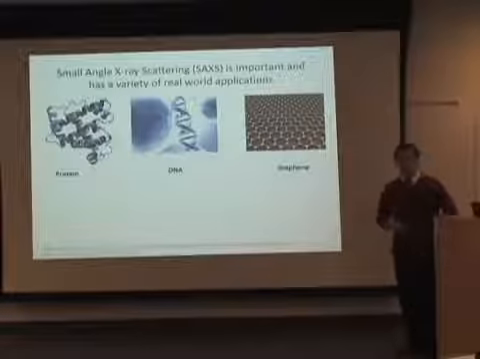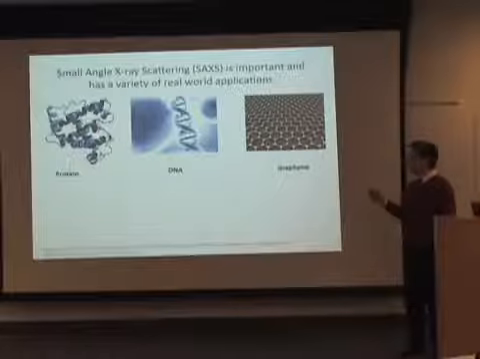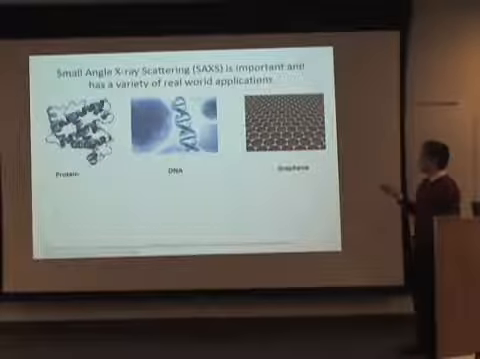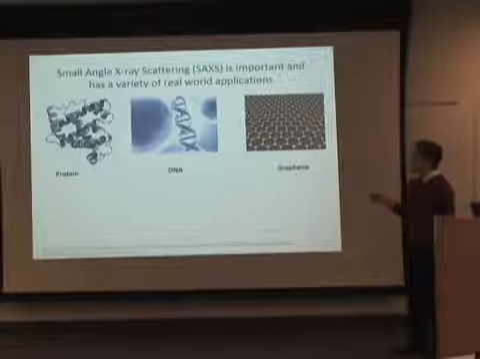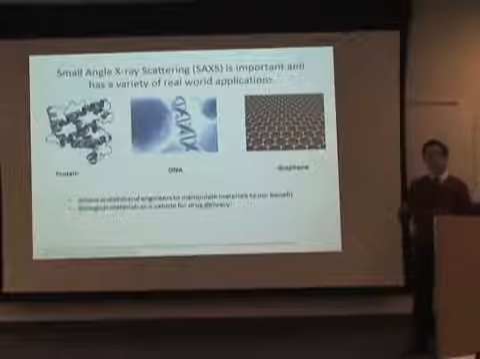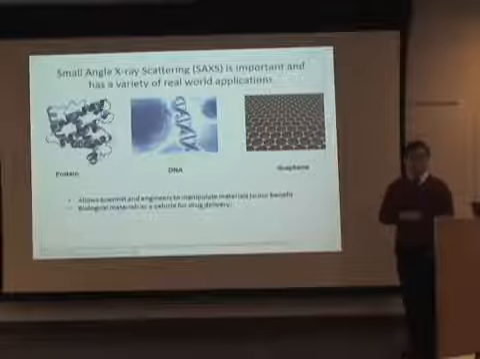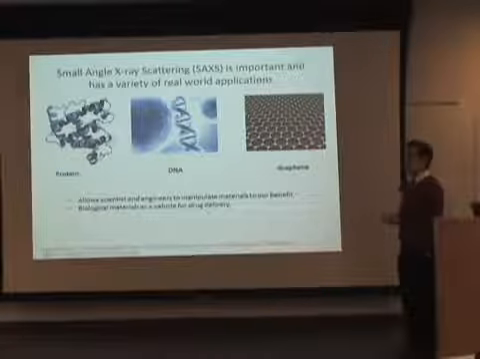Small angle X-ray scattering, or SAXS, is an X-ray diffraction technique used to characterize materials such as proteins, DNA, and newly discovered materials like graphene. It is very important to be able to characterize materials because it allows scientists and engineers to understand them to our benefit. For instance, using biological materials like lipids and proteins as vehicles for drug delivery.